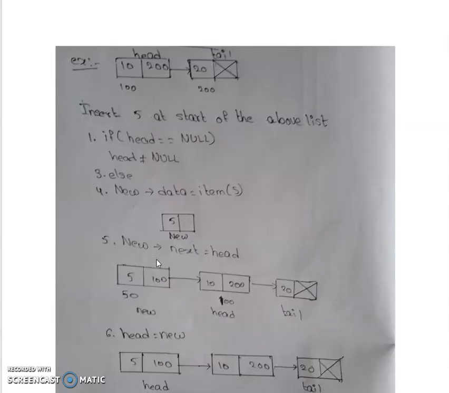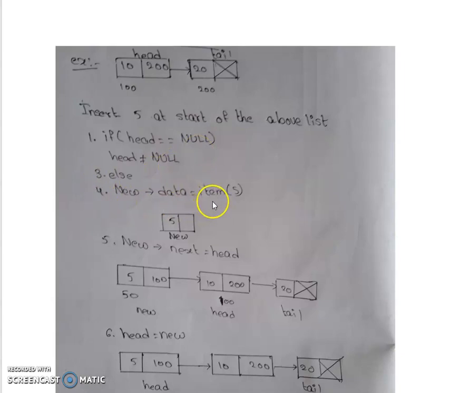Let's see this with the help of an example. Let's take an example list 10, 20. 10 is considered as head and 20 is considered as tail. Insert 5 at the start of the above list. First, we need to check head is null or not. Here head is not equal to null, so go to the else part.